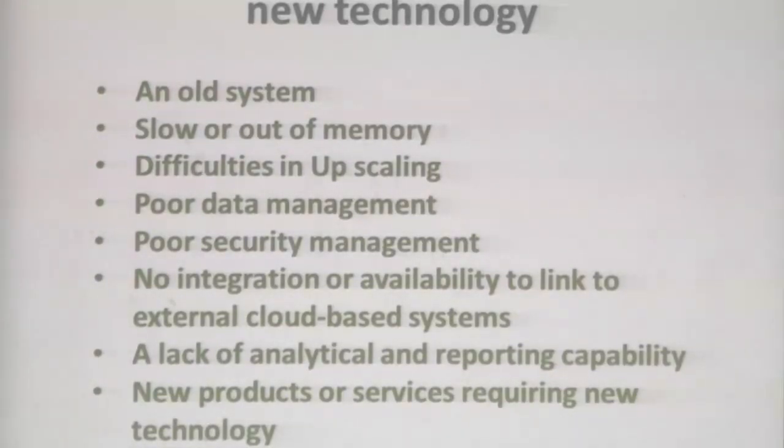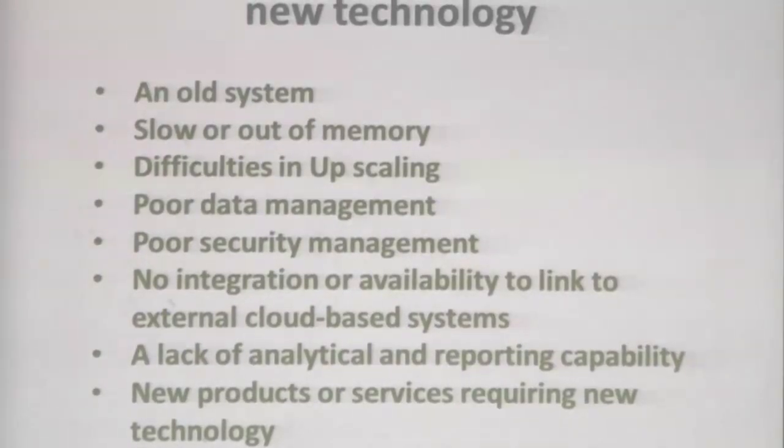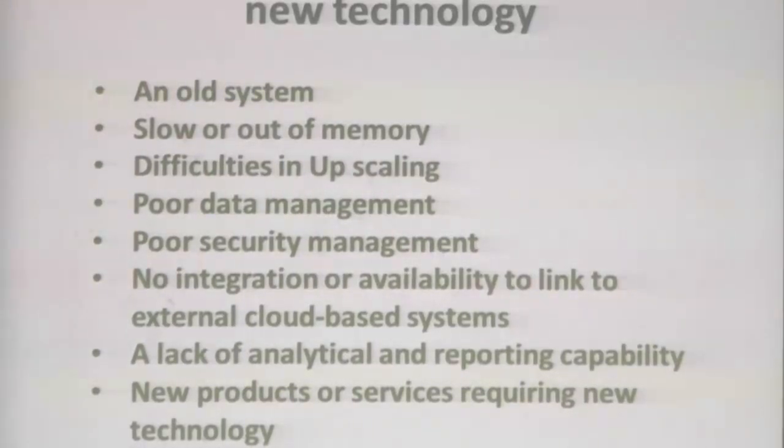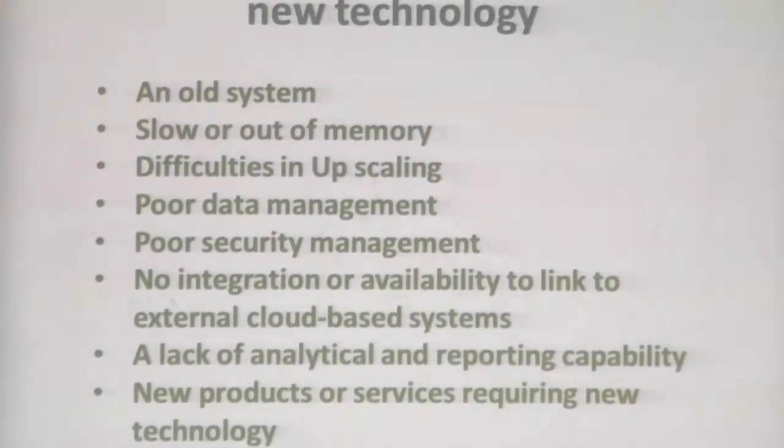So, the next one is a lack of analytical and reporting capabilities. In the system, there should be analytical tools. As an example, for the last 5 years, the sales volume has to be analyzed and used to predict future trends. If it is not available in the system, the reporting capabilities are very poor. Then the salesperson will have to analyze the report manually and give it to the management. So, those are the systems lacking behind.